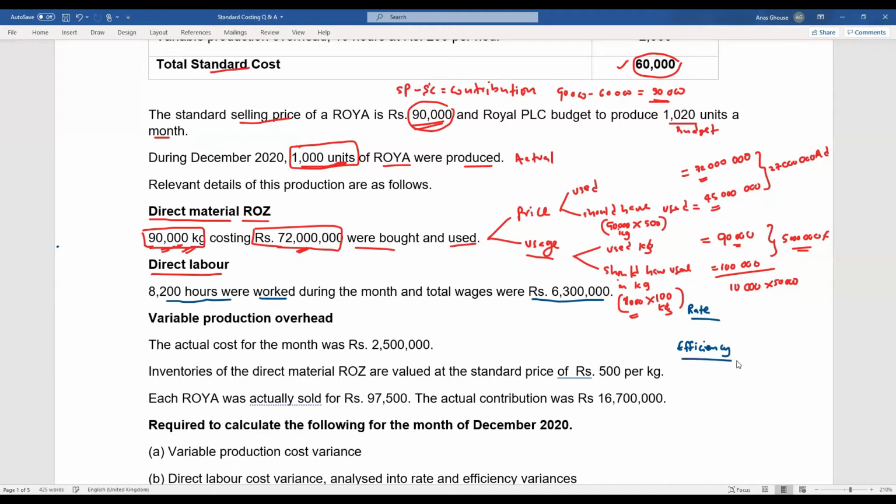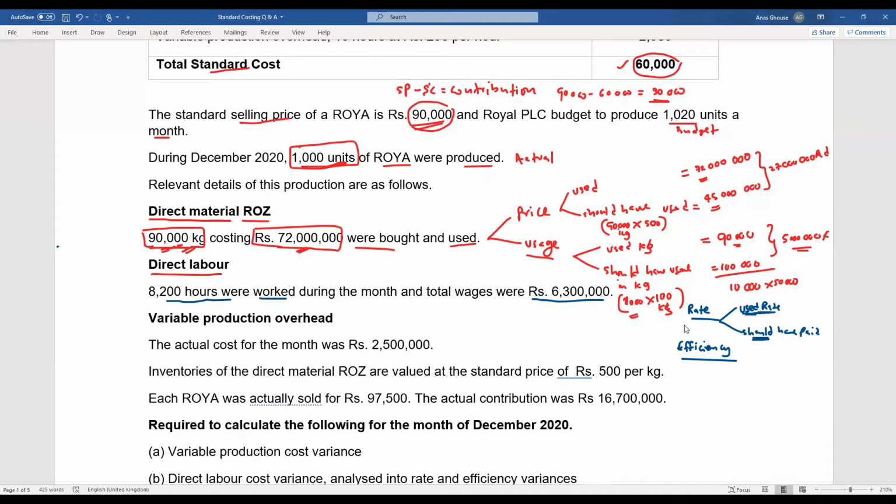Okay, for the rate variance, we have to compare how much we have paid, in terms of the value, the rate, and how much we should have paid. So this is what we need to compare.